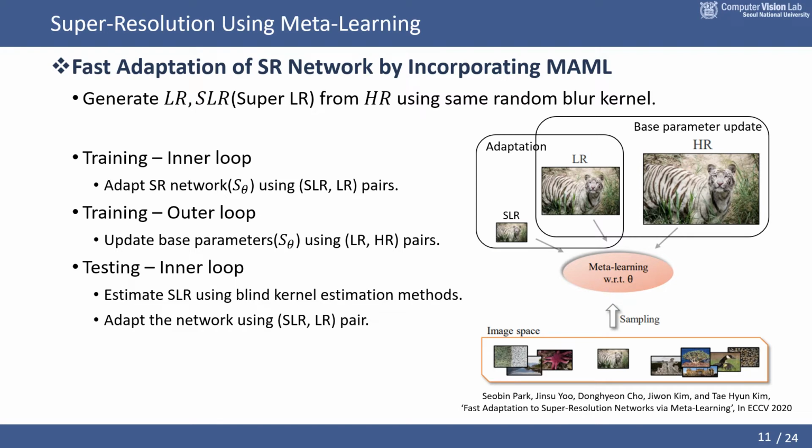Then, training consists of inner and outer loops, where the baseline SLR network is adapted using the SLR and LR pairs in the inner loop, and the base parameters themselves are updated using the LR and HR pairs in the outer loop. At test time, they first estimate an SLR image from the given LR input image using the off-the-shelf blind kernel estimation network. Then, only the inner loop is active, and the final HR image is obtained by feeding the LR image to the adapted SR network.